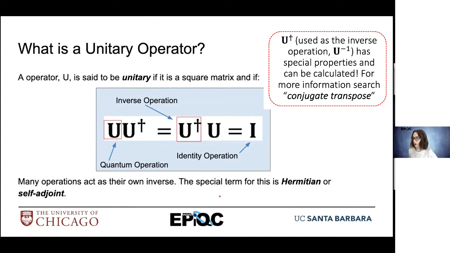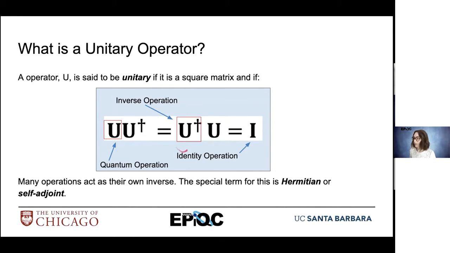So what is a unitary operator? An operator is unitary if it's a square matrix, and it follows this property where if you take the operation and multiply it by its inverse operation, you get the identity operation. Many operations act as their own inverse, and many of the gates that we've looked at so far in class, and we'll be sticking with, are ones that act as their own inverse. And there's a special term for that. It's called Hermitian or self-adjoint. We won't worry too much about the meaning of those words, but that's just a term that you'll often see in textbooks talking about gates that are their own inverse.